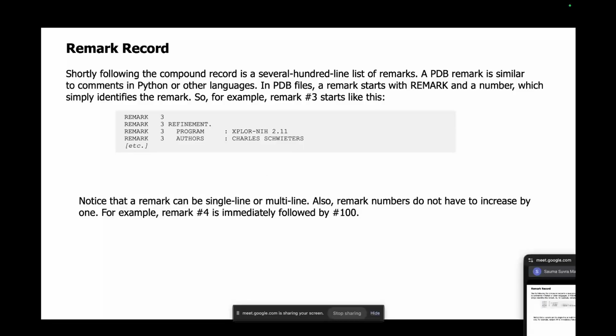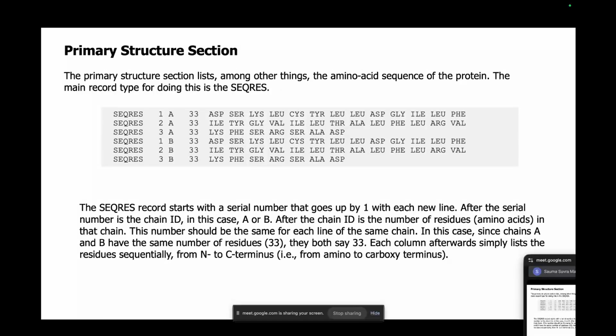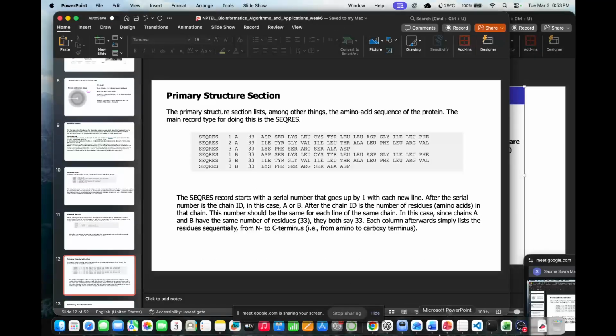So the first sections, the header, compound, and remark, are mostly describing the protein, what is known about the protein, the method by which this structure has been gotten, the date, and basically the people who have submitted this data. Now there is one primary structure section. It might not be in all files, but I think it is there in this particular file.